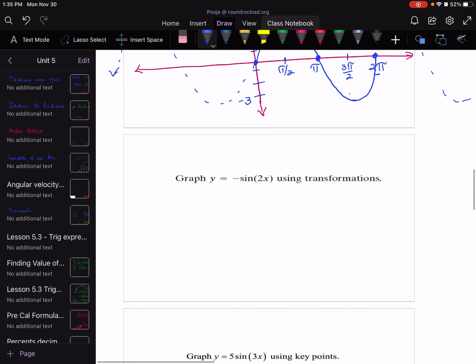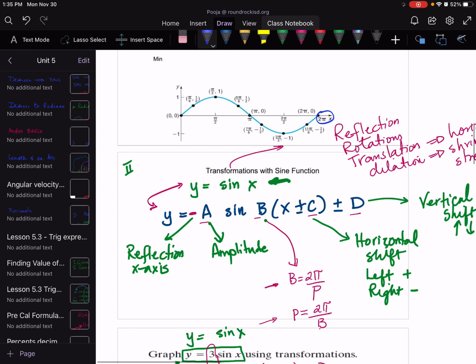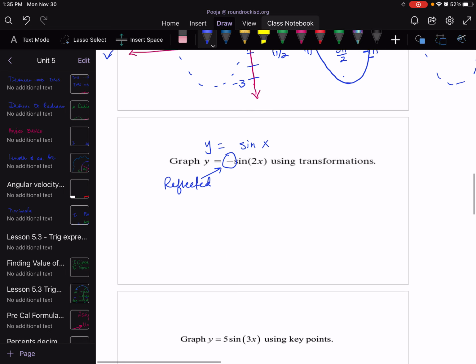All right, here's the next one. I've got to graph this using transformation, so let me compare this to the parent. Parent is sine, y equals sine x. So what's different here? Two things are different. One, there's a negative in front of it. Now if you remember, the job of the negative is to reflect the function across the x-axis, not over y, across the x-axis. So my function is going to be reflected.